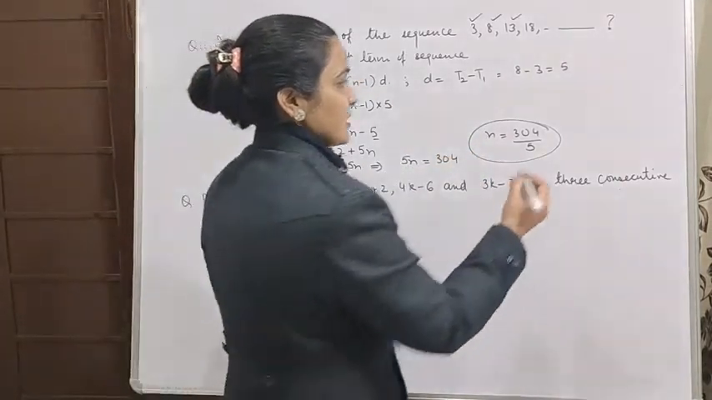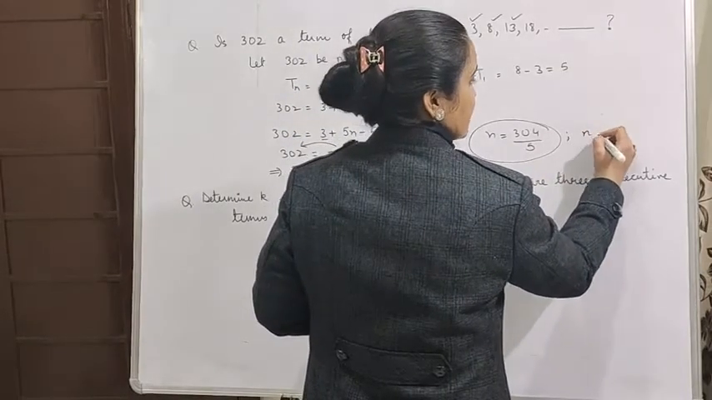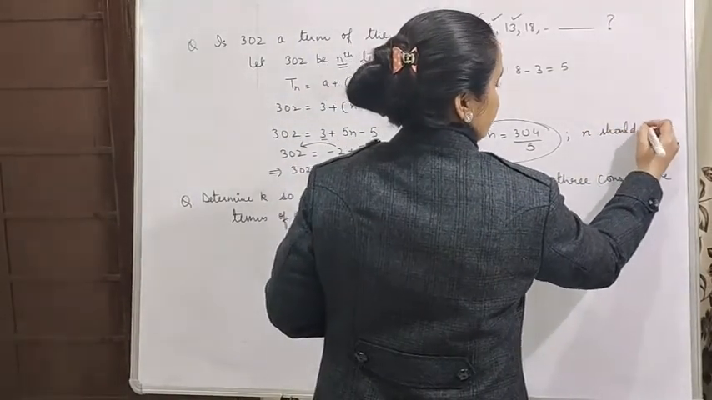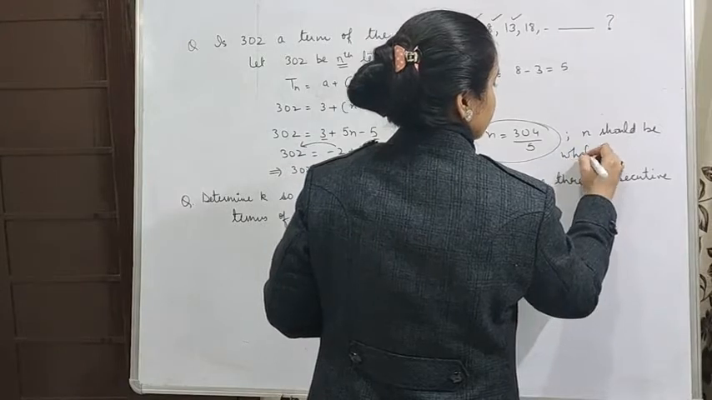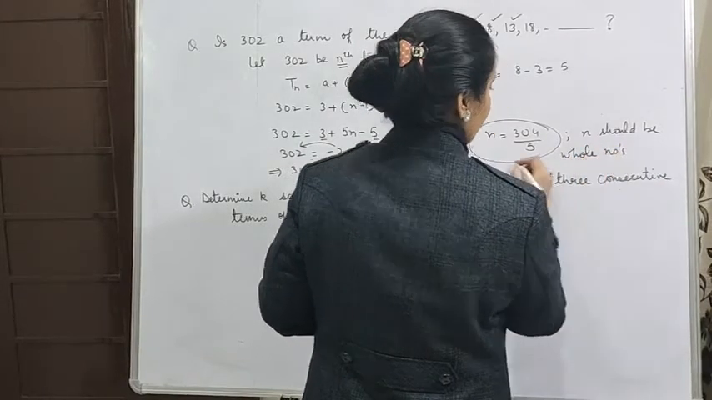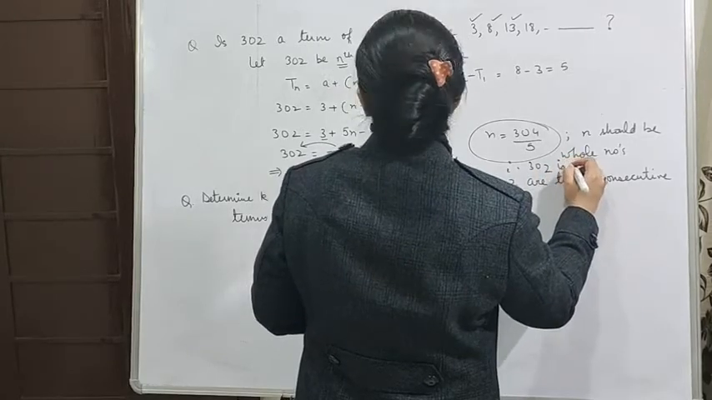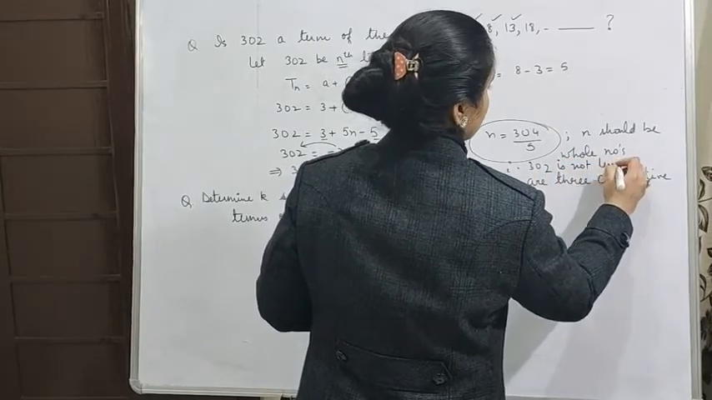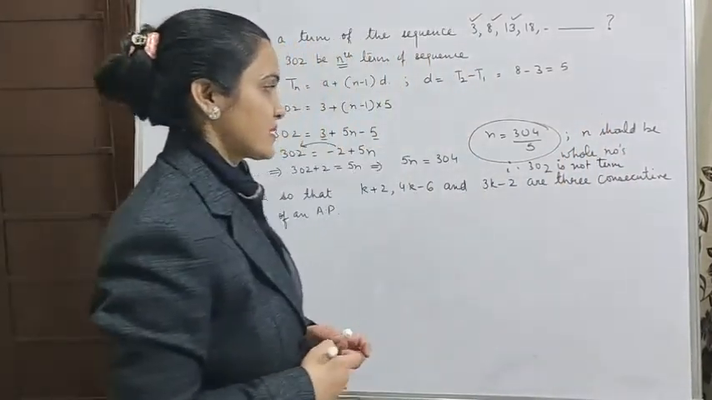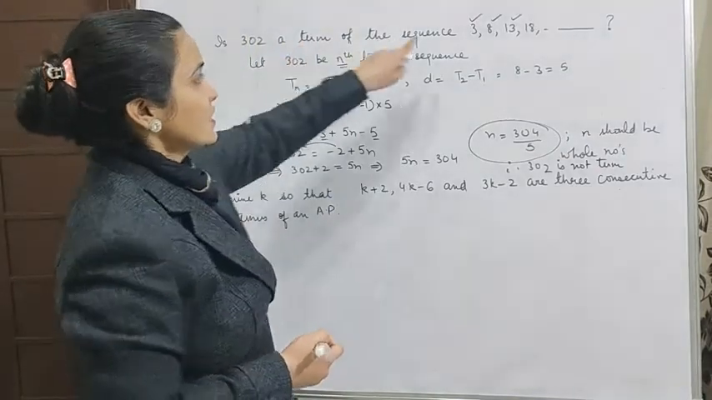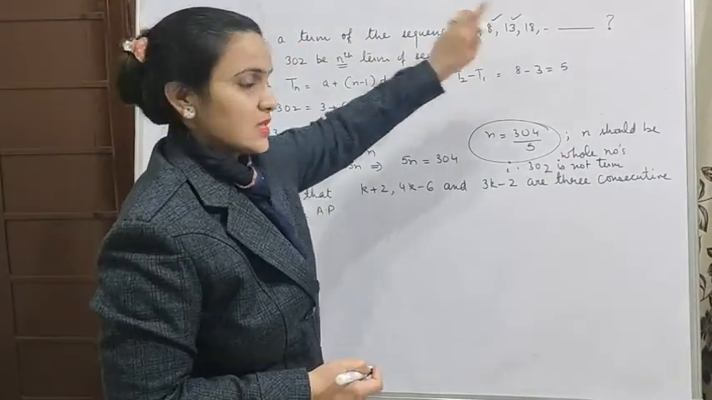So n should be a whole number. Therefore 302 is not a term of this sequence. So 302 is not a term of the given sequence.